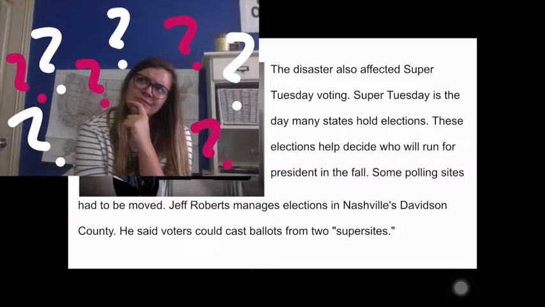Yeah, so in Nashville, they were in the middle of doing voting for the primary elections for president in November. And because of the tornadoes, some of the places where people needed to vote they couldn't go to them. So they had to move to a different place, which means they had to drive to a different site to go vote.